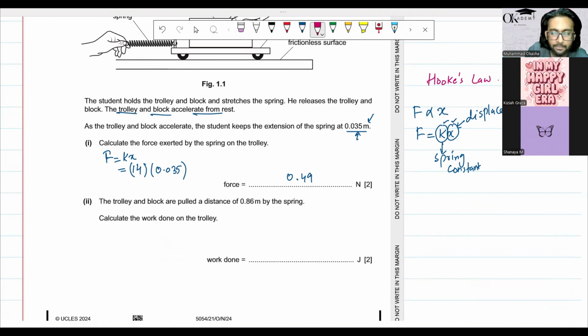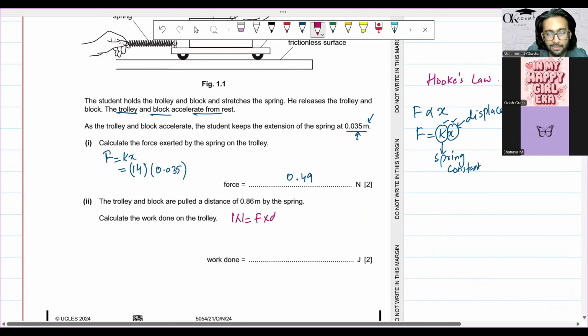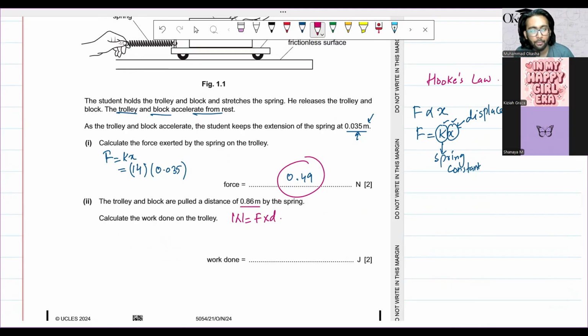We know this, right? Work done is equal to force multiplied by displacement. So we have the force, 0.89, and this is the displacement. How much is the displacement? The trolley and the block are pulled a distance of 0.86 meters by the spring.